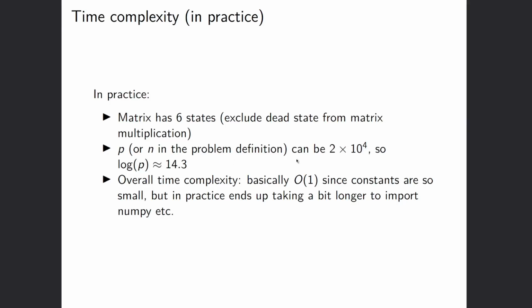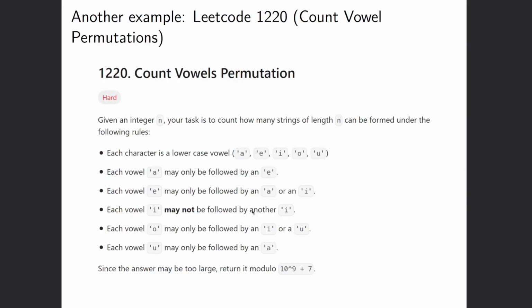Then p, or n in the problem definition, is going to be about 2 times 10 to the 4th. So log p is going to be about 14. And then the overall time complexity basically ends up being O of 1, since the constants are so small. But in practice, it ends up being a bit longer because we need to import NumPy and set up our matrix multiplication stuff. Yeah, and Leetcode has time that it uses to actually process the solution as well.